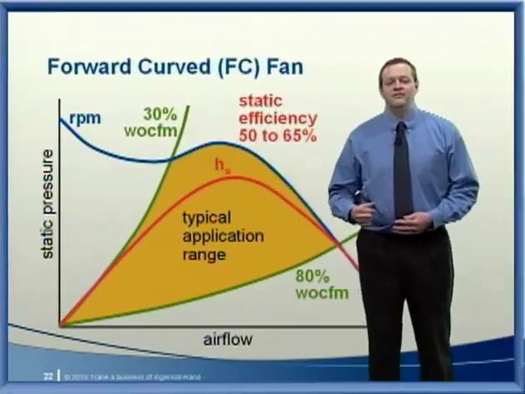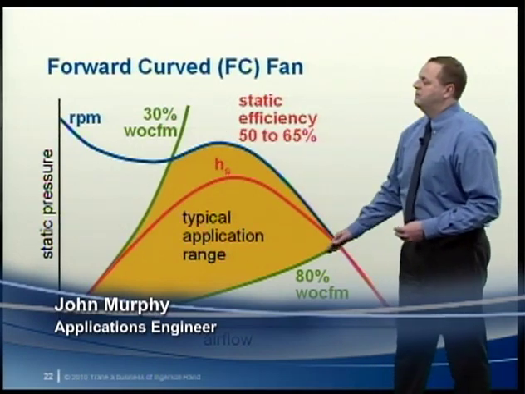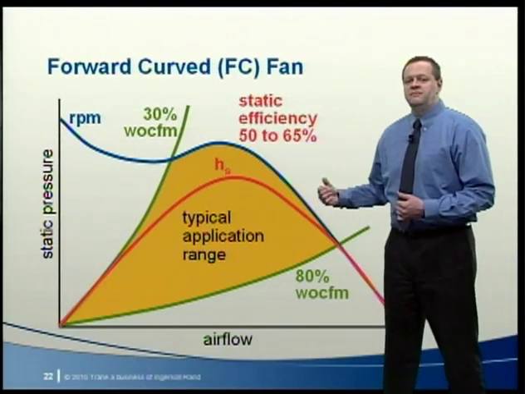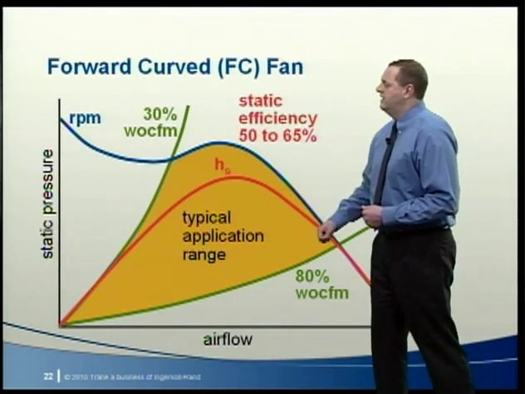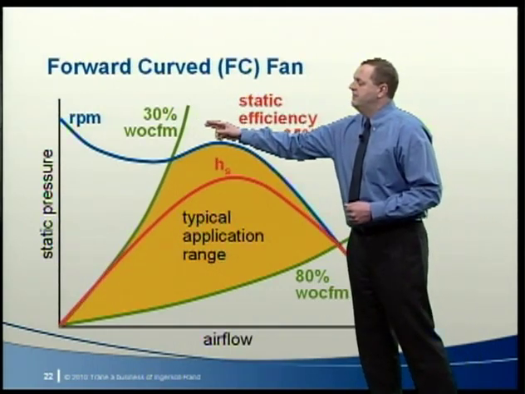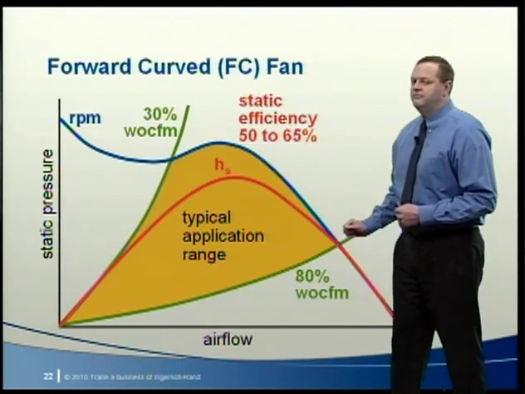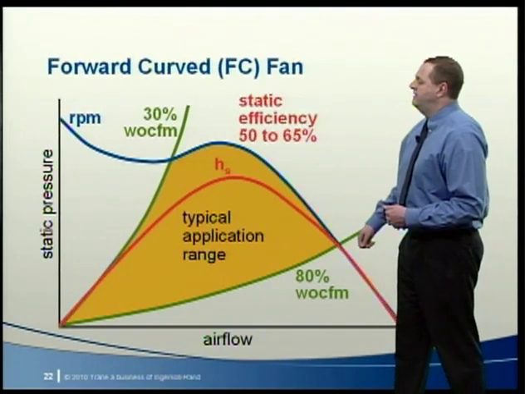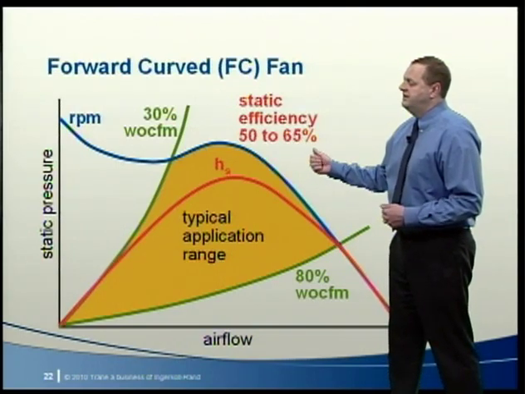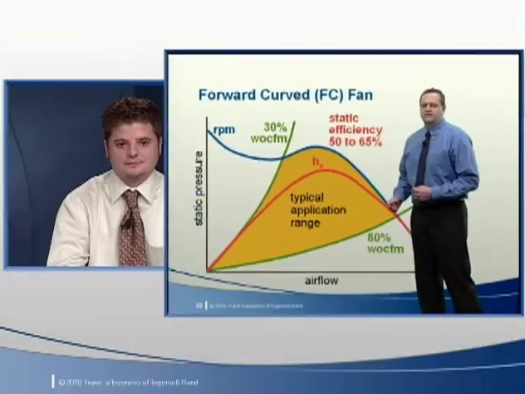The typical application range of an FC fan is between about 30 and 80% of wide open CFM. Now this doesn't mean they cannot operate outside this range, it's just the typical range. Operating below about 30% may result in unstable operation, and operating beyond 80% will typically be noisy and inefficient. The maximum static efficiency of an FC fan is between about 50 and 65%, and this occurs just to the right of the hump on the fan curve.